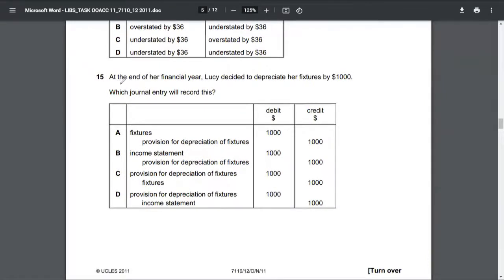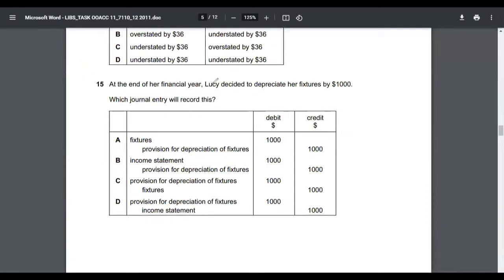Multiple choice 15. At the end of her financial year, Lucy decided to depreciate her fixtures by $1,000. Which journal entry will record this? This is a very easy question. You simply need to identify the correct entry for depreciation.